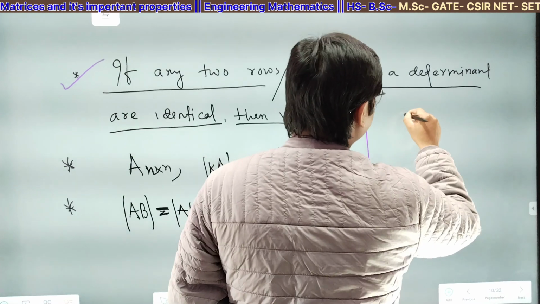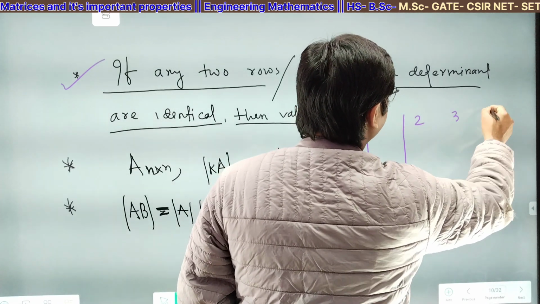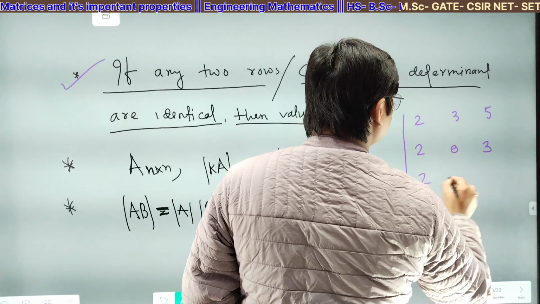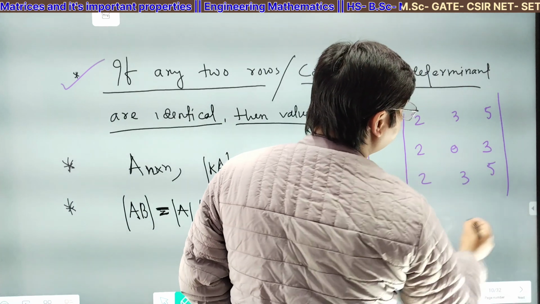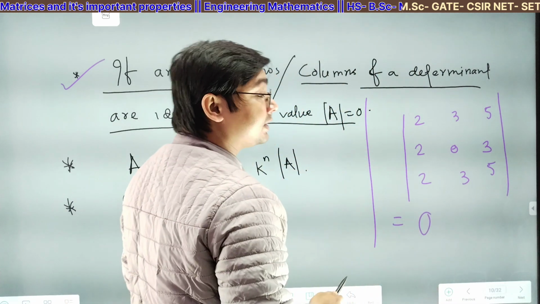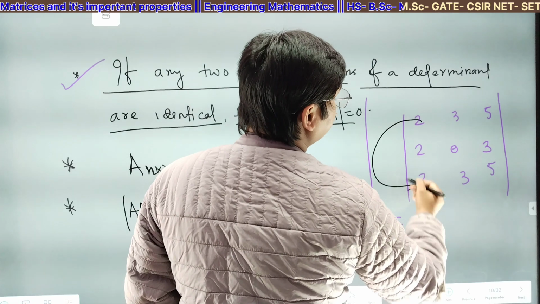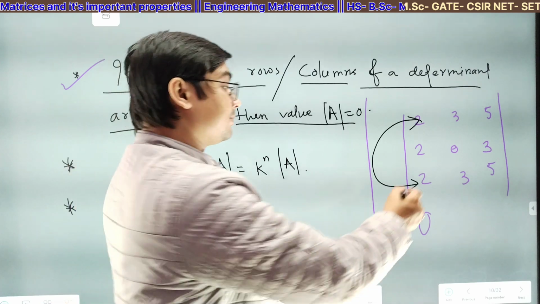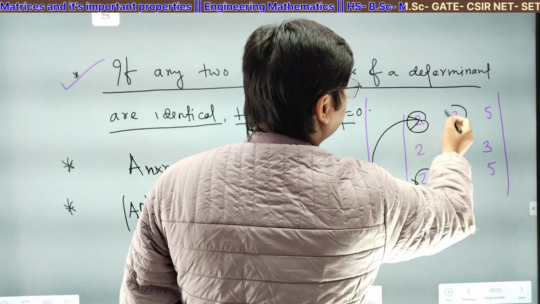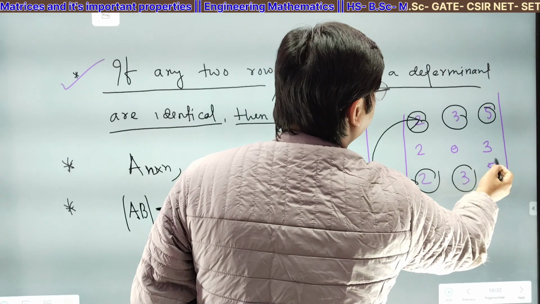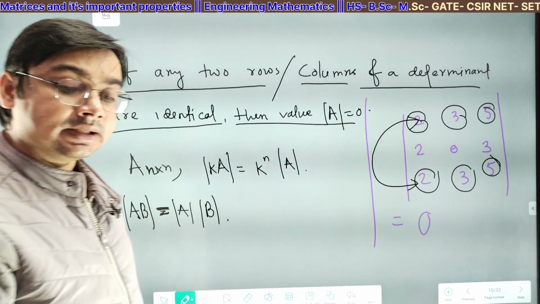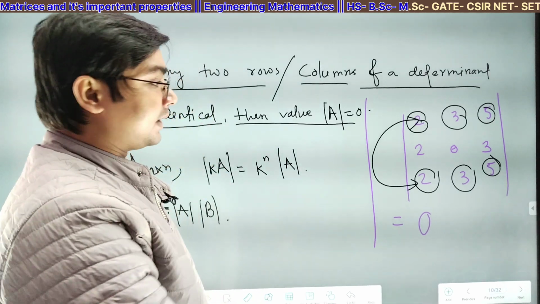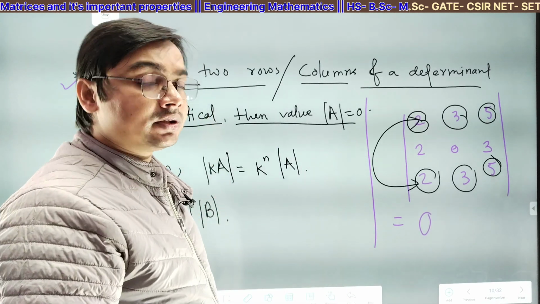This property is this one. Suppose this one, 3 5 7, 2 0 3, 2 3 5. Yes, so the value of this determinant will be 0 because you see the first and third rows are identical. Look, what is here? 2 here, 2 also here; 3 here, 3 also here; 5 here, 5 also here. That means these two rows are identical, so the value of the determinant will be 0. Yes, you can easily verify. You find the determinant of this one, you will get 0.